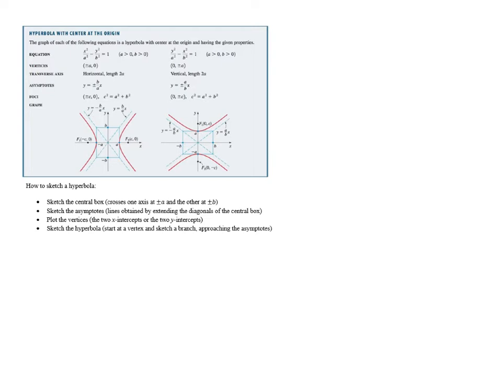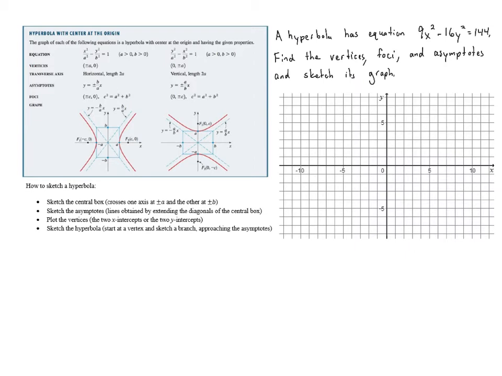We're going to go through an example or two now so that we can get real hands-on practice, and then there will be several other examples in the linked problems below to get more practice with this. So let's start with one together. A hyperbola has equation 9x squared minus 16y squared equals 144. Find the vertices, foci, and asymptotes and sketch its graph.